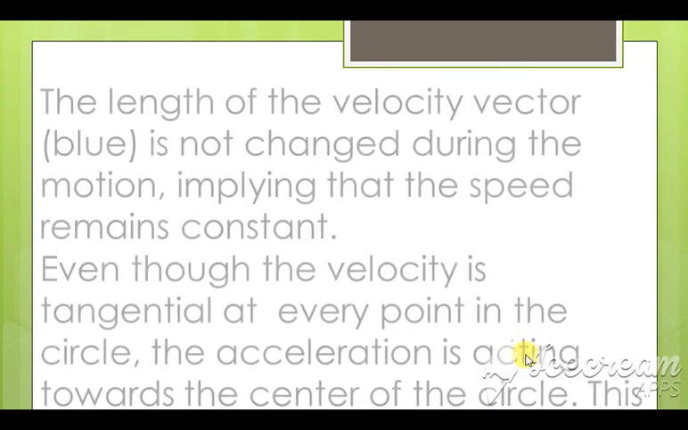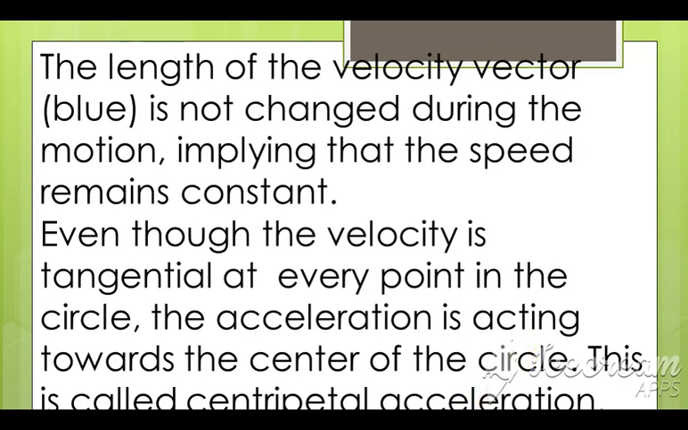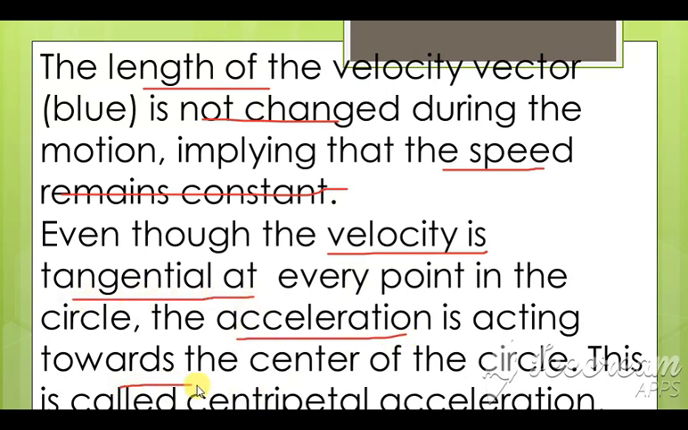So it is given that the length of the velocity vector is not changed. What is not changing here is the length. The length of the velocity vector is not changed, and the speed remains constant. Even though the velocity is tangential, the acceleration is towards the center. Velocity is tangential, what is that? It is acting in the outward direction. So that is the word tangential.